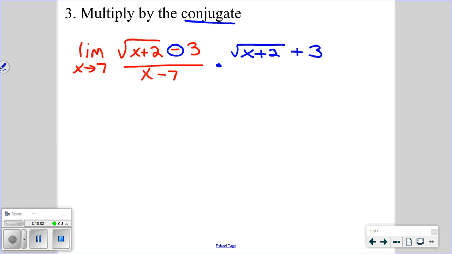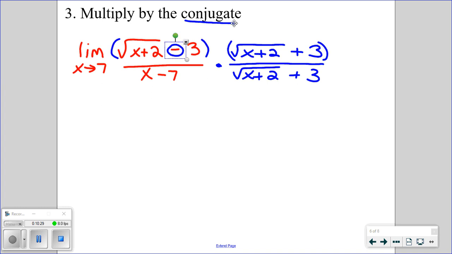Now, to make sure we don't change anything, we're going to put the conjugate over itself. So technically, we're just multiplying by 1, which isn't going to change anything. It's just going to put this in a different form. Then we're going to multiply straight across. I'm just going to put some parentheses around here. Okay, so we multiply out the numerator.